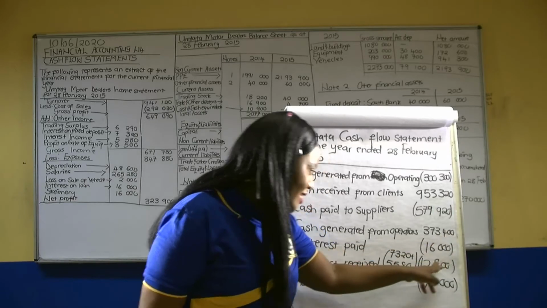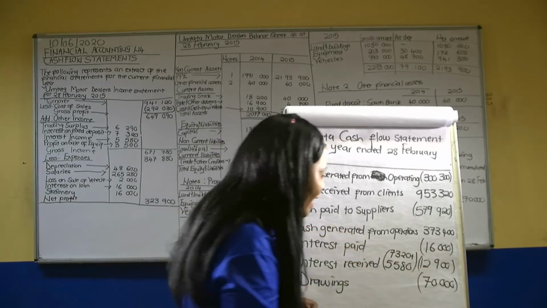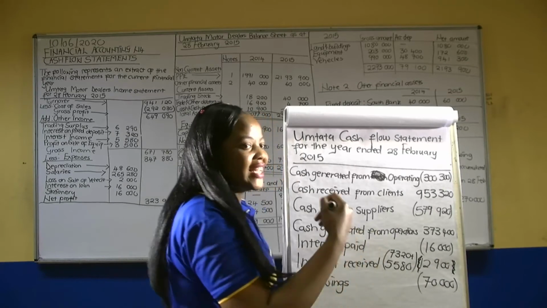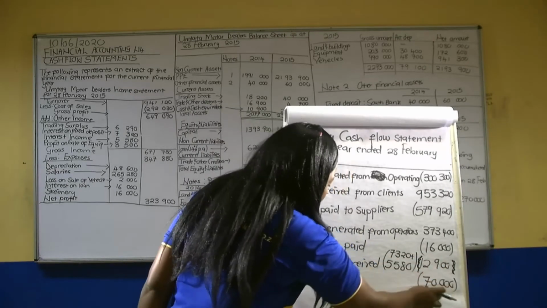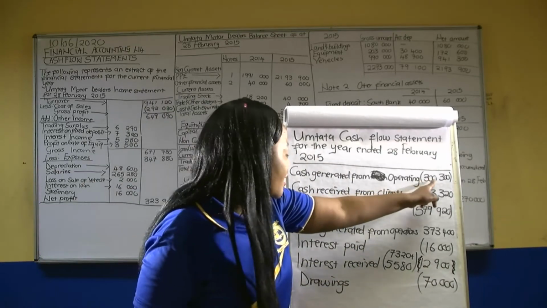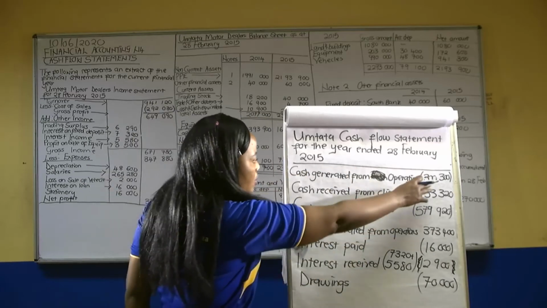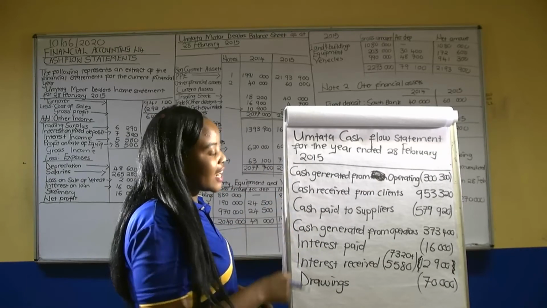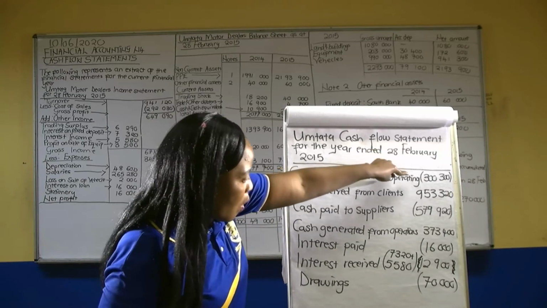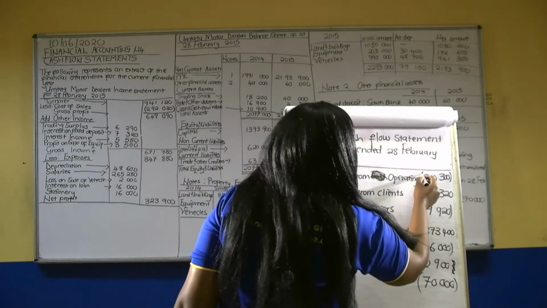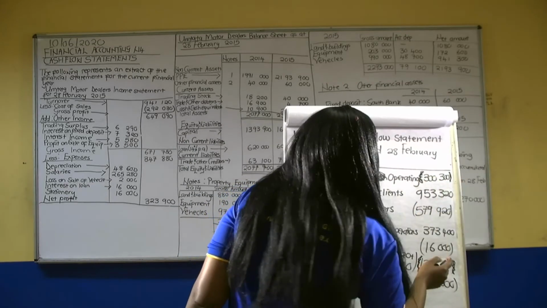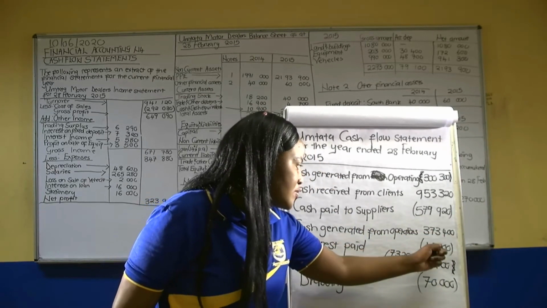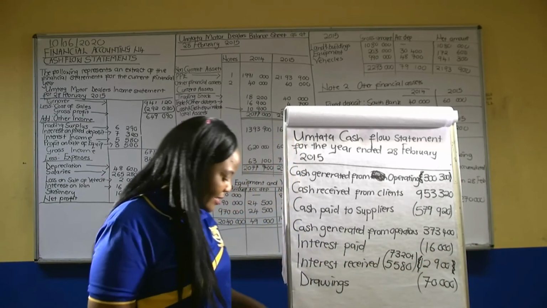If you say 373,400 less 16,000 for your interest paid, then you add this one. You don't subtract this, you add this one, because it was interest received, which is interest income, plus 12,900. You less your drawings of 70,000. You discover that you get your cash generated from operations. Then you are done with the first part, cash generated from operations. This is to be positive as well, because 373,400 is positive, you less only 70,000 and 16,000, you add 12,900.